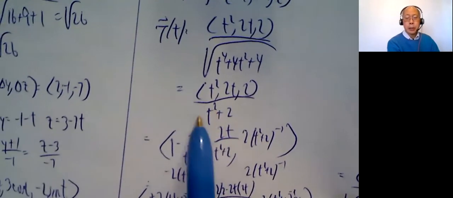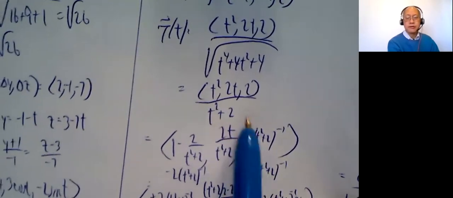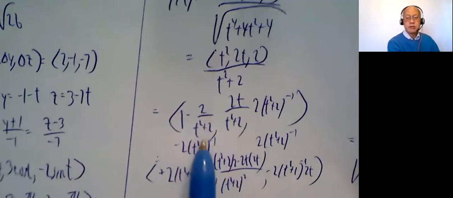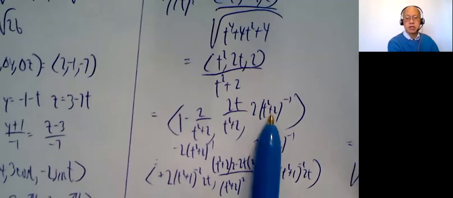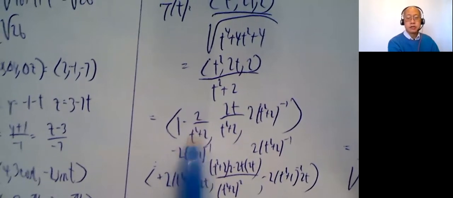This can be written as 1 minus 2 over t squared plus 2. This one, the middle one, leave alone. This is 2 times t squared plus 2 to the negative 1, which means the derivative of this would just be opposite. The derivative of 1 is 0. This is negative 2 times t squared plus 2 to the negative 1.